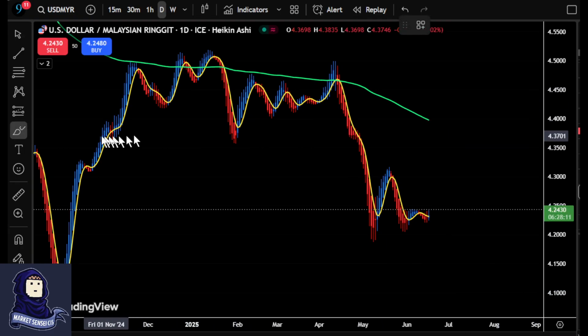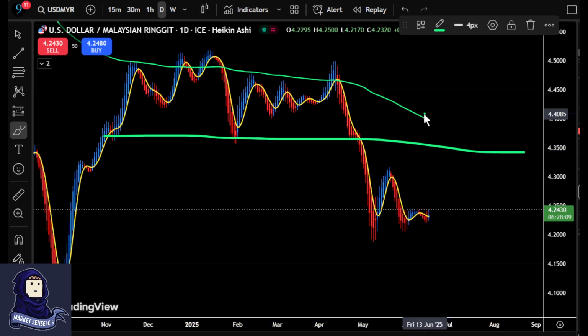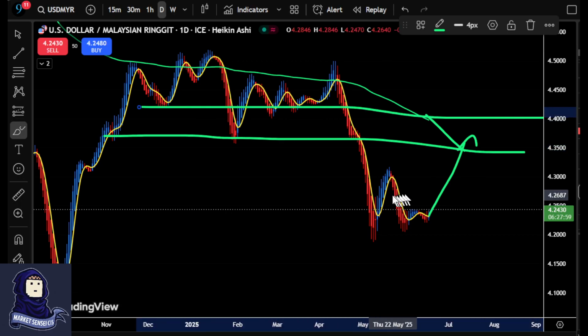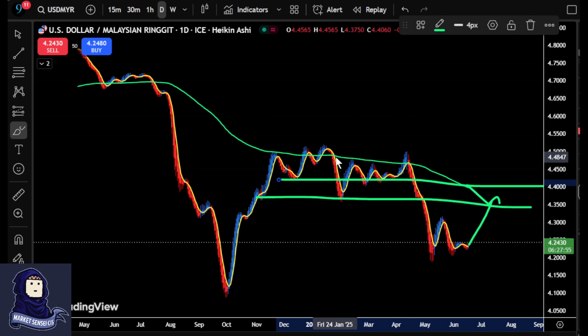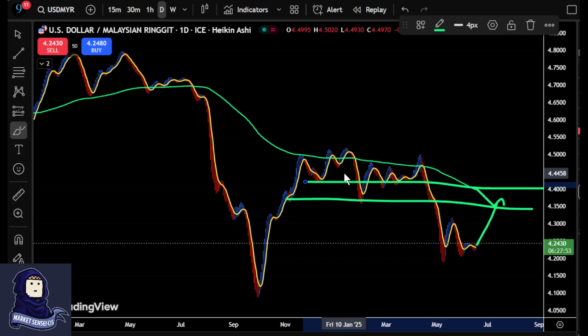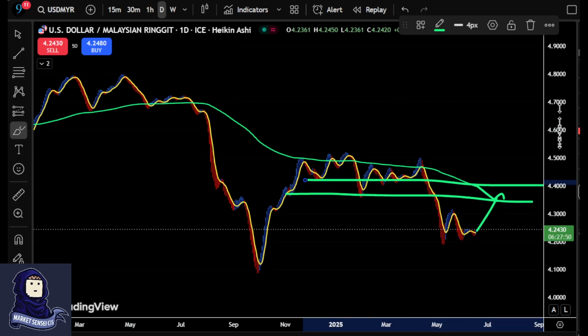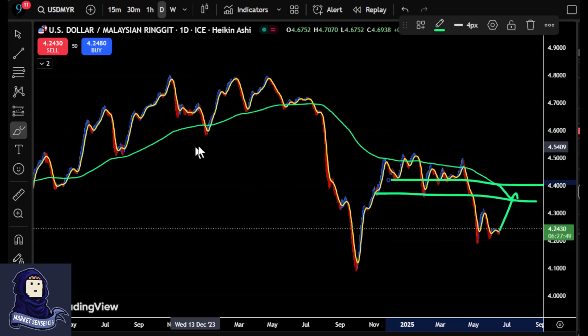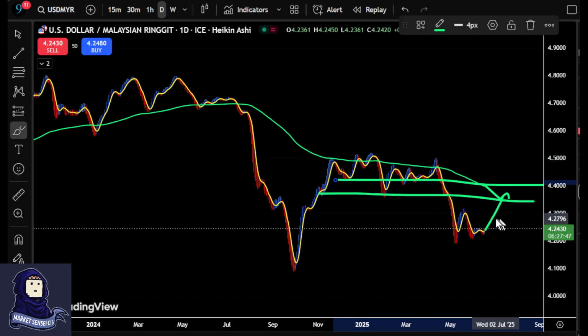So the ringgit will be going up to this area, somewhere 435 or 440 at most, which is around here. So yeah, it might go up all the way there. So if you're trading the dollar versus the ringgit, expect to have some kind of move upwards to this moving average area.